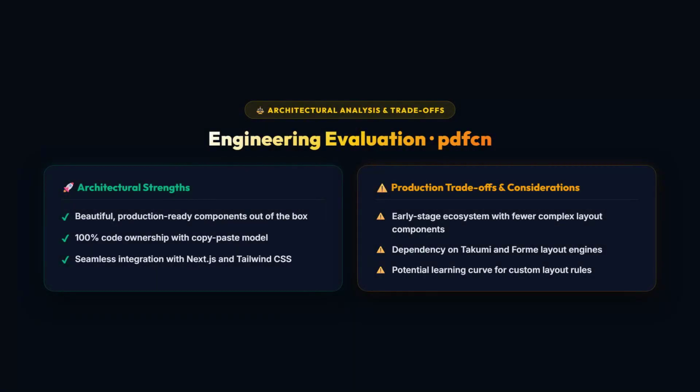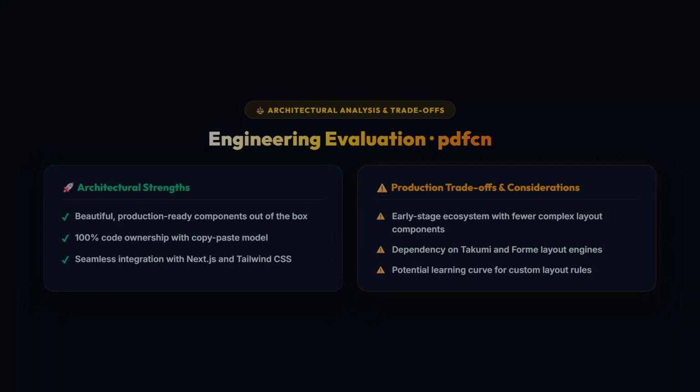While pdfcn is incredibly promising, we must look at the trade-offs. On one hand, you get beautiful, customizable components with zero configuration and a familiar shadcn workflow. On the other hand, the project is in its early stages, meaning the component ecosystem is still growing. You are also introducing dependencies on Takumi and Forme, which might have their own layout limitations compared to mature engines like Puppeteer. However, for standard business documents, the developer experience is unmatched.